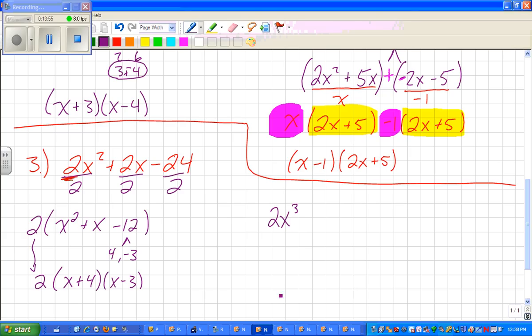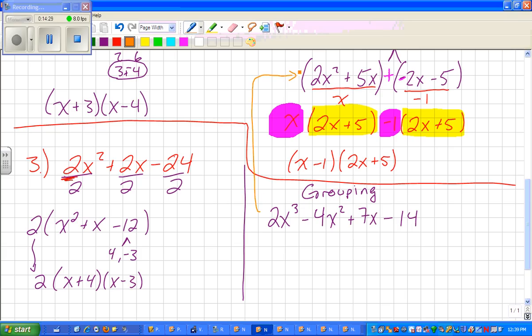2x to the third power minus 4x squared plus 7x minus 14. So this is a grouping problem. If you looked right up here, let me draw this line for you so you can see it. You don't have to do this, just look. You had 1, 2, 3, 4 terms. Because you have 4 terms, I need to group them together, just like you did before. 1, 2, group the first 2. 3, 4, group the second 2.